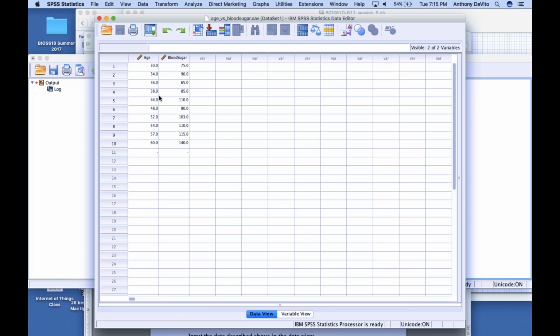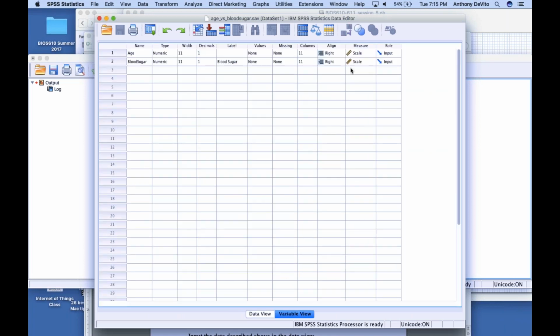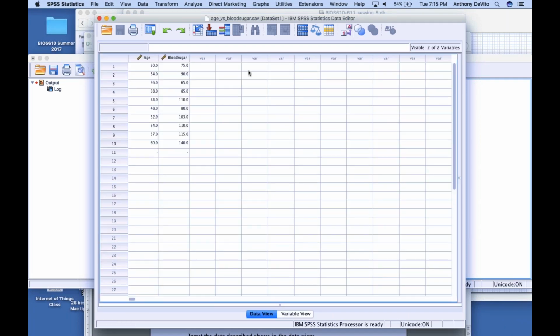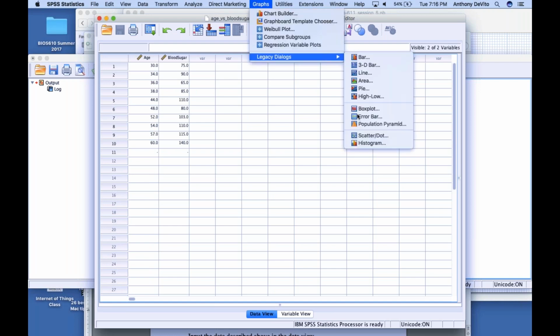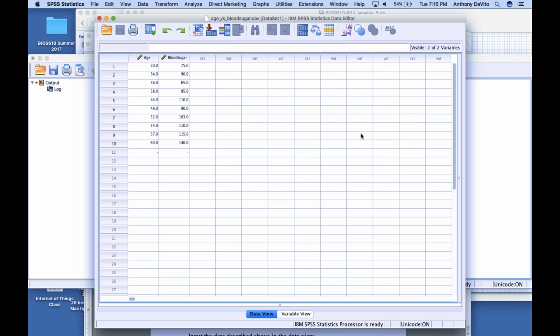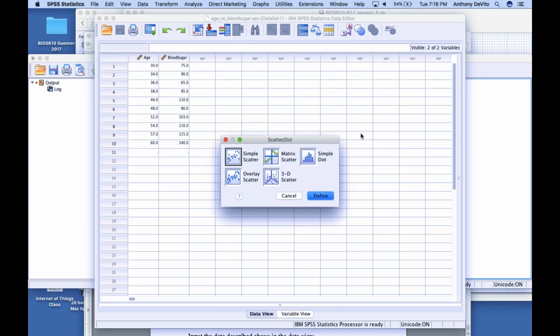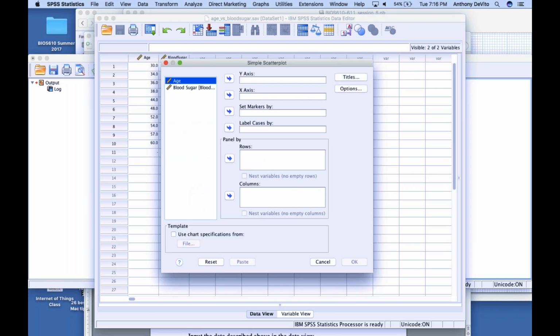Age is the first variable. Blood sugar is the second variable. I'm going to go to the variable view, and you can see they're both scalar variables. So I'm going to go back here to the data view. First thing I'm going to do is see if I can see visually if there's an association. So I'm going to go to Graphs, Legacy Dialogs, Scatter Dot. Scatter Dot is simply asking it to plot all of these pairs of variables. I'm going to click Define.